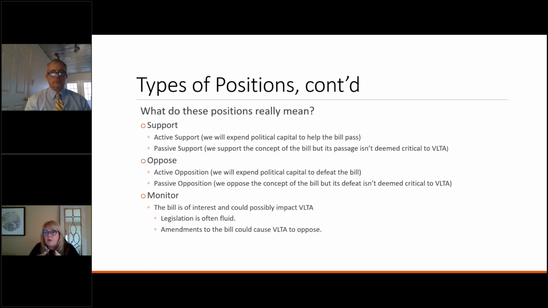So let's talk about those categories and what that looks like. If we are actively supporting a piece of legislation, that means we really feel like our industry has a stake in the outcome of that. This is important to our industry, and we are going to spend our political capital to help pass that bill. So that's our active support, and we'll talk about what active support looks like in a minute. But we also can just passively support a piece of legislation. It may be something that another stakeholder in our industry is interested in that we support, but we're simply saying, yeah, we support you.